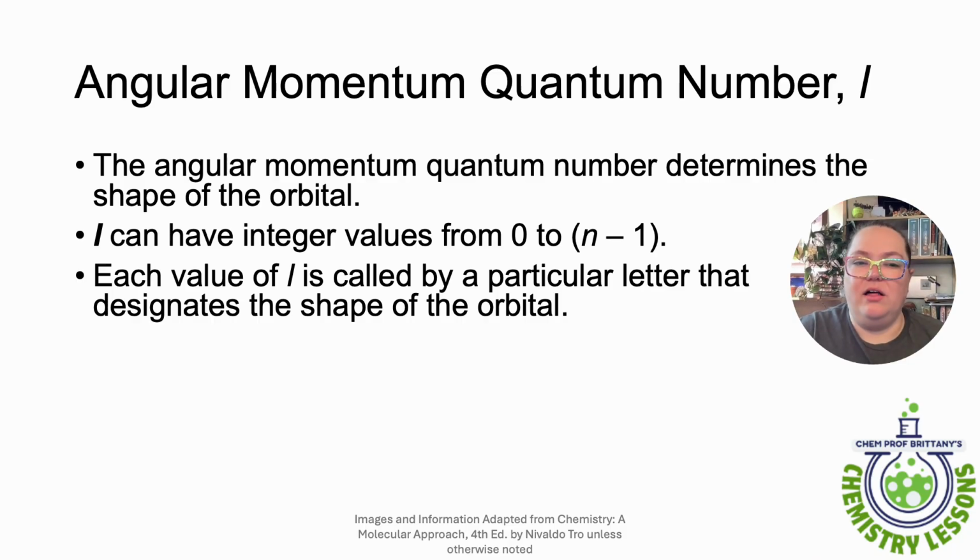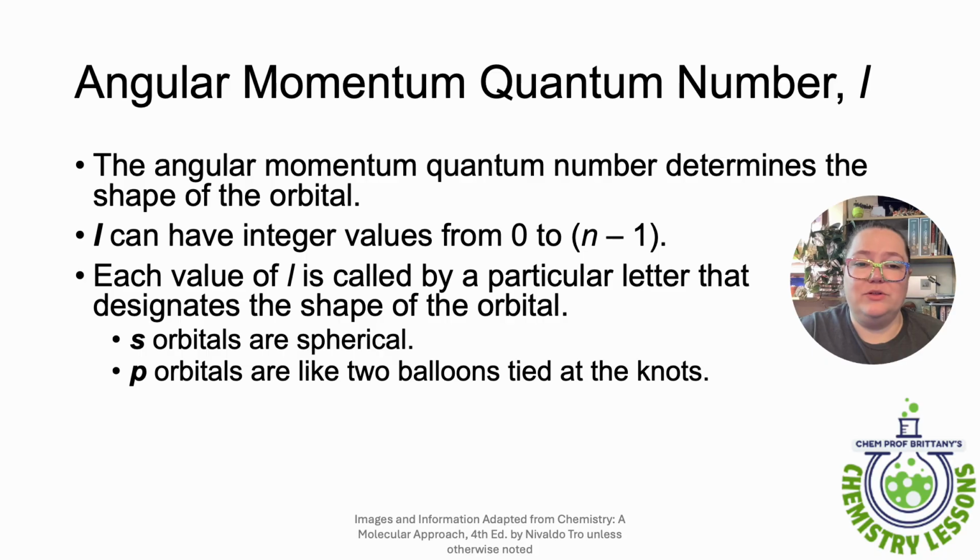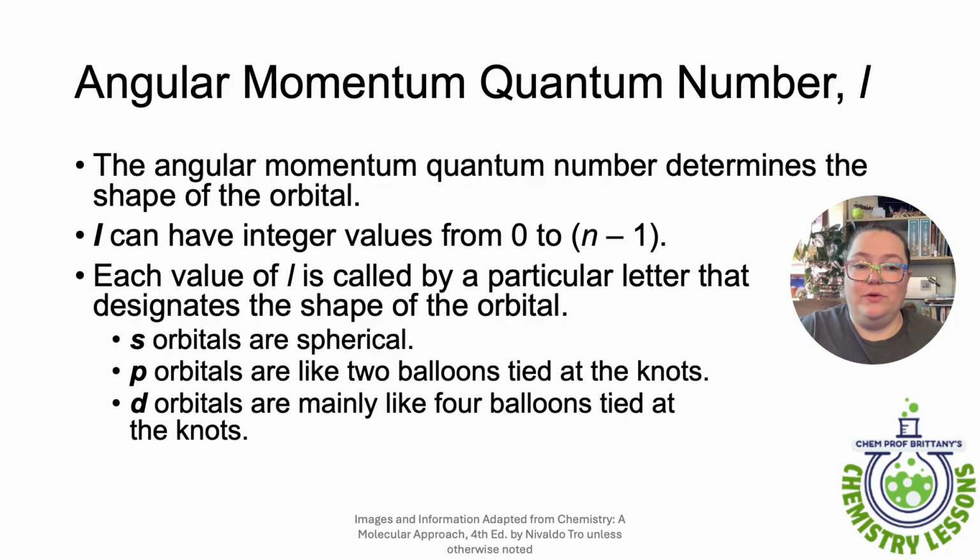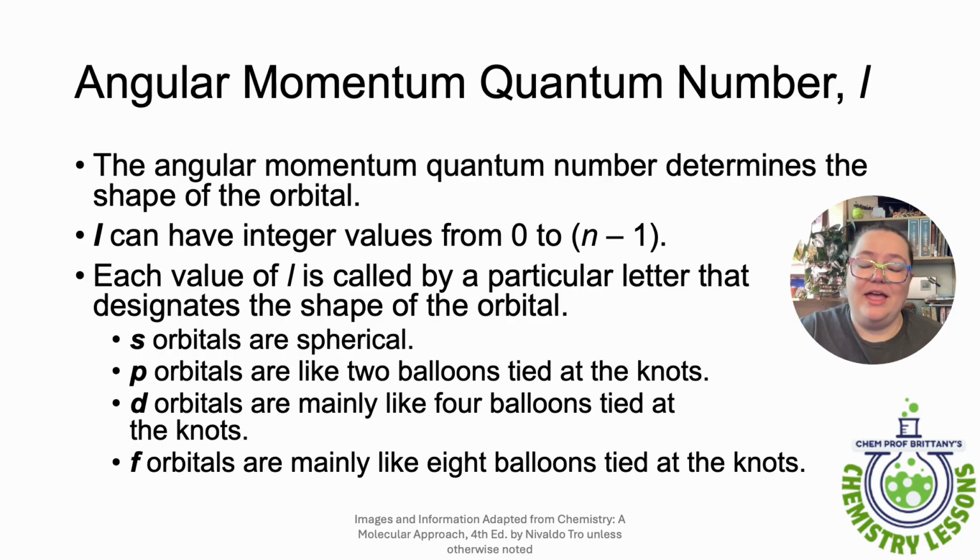So each value of L is called a particular letter that designates the shape of the orbital. We have s orbitals that are spherical, p orbitals that are kind of like two balloons that are tied together at the knot to make like that kind of shape, right? D orbitals are like 4 balloons that are tied at the knots, kind of. And f orbitals are like 8 balloons that are tied together at the knots. It is much more complicated than that, but that's the general shape of most of those orbitals.